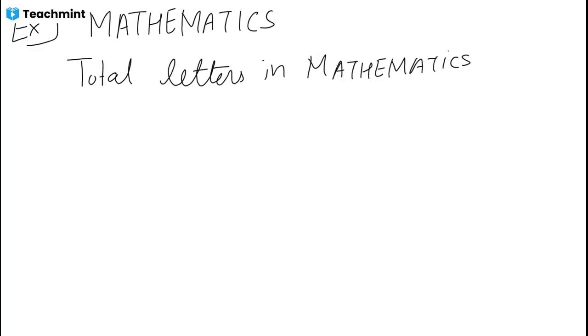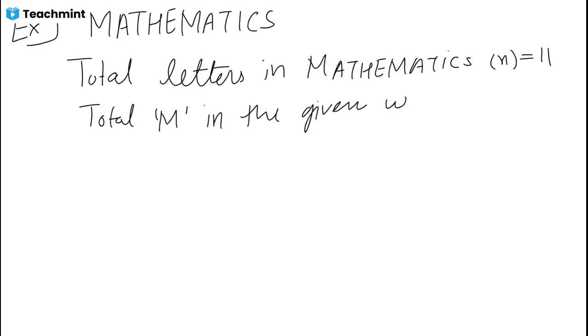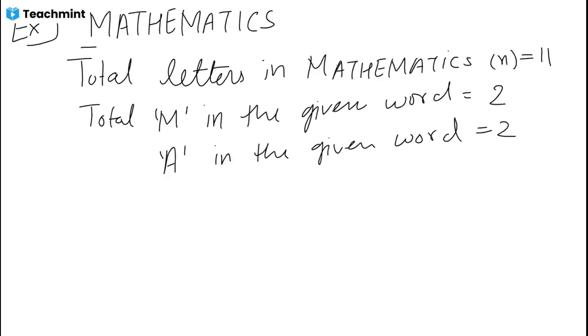Which is n. Okay, let's see, 4 and again 4. We have 11, right? Now, total M in the given word. How many do we have? Two. Obviously, we have two. Here we are talking about only repeated. Okay. And also A in the given word, we have also two. And again, T.